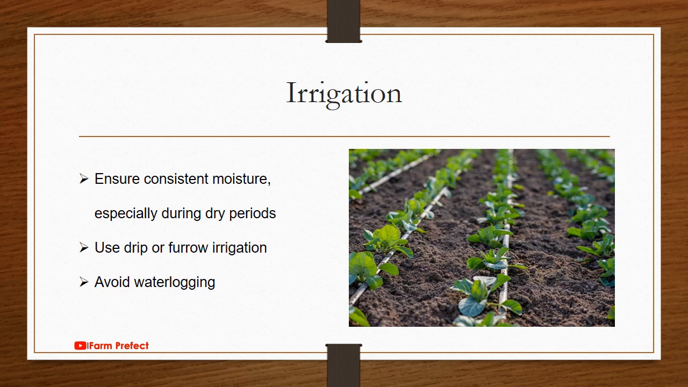Use drip or furrow irrigation. So if you have the drip, like what you can see here, it is a drip form of irrigation. It means that every plant has an opening to get water, and you could use that also to apply fertilizer. Then avoid waterlogging. Yes, cabbage needs moisture, but do not turn your farm into a river, else your investment will go waste.